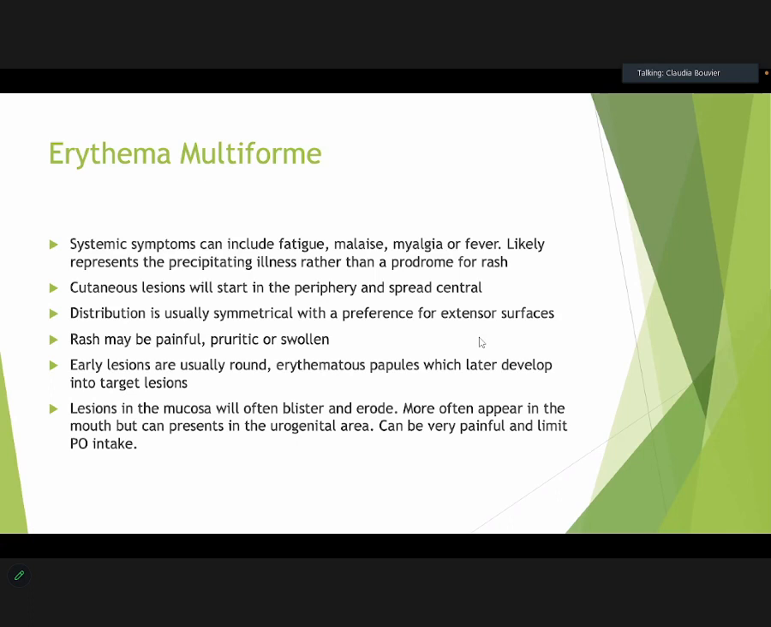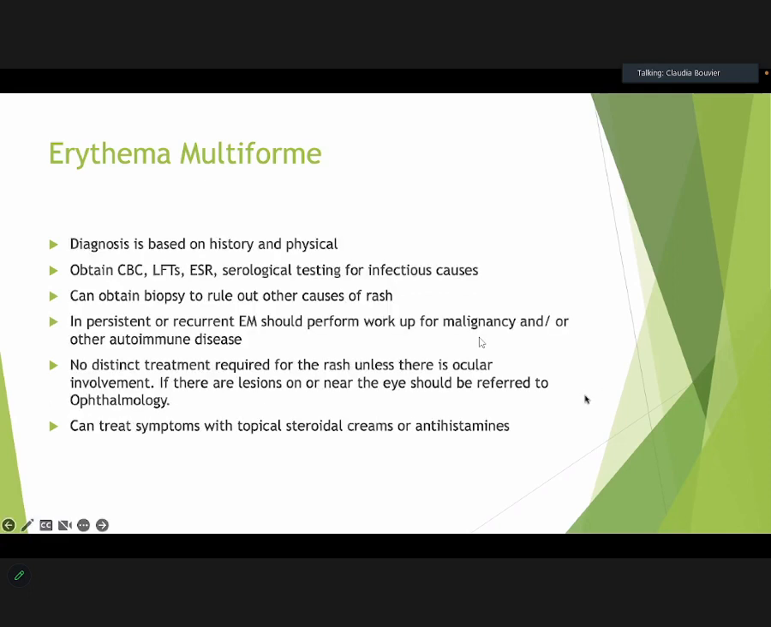Early lesions are going to be round, little papules like we talked about, and then they'll develop into those target lesions. So it can be harder to diagnose in the early form. Lesions in the mucosa will often blister and erode because of the nature of the mucosal surfaces, and they're usually in the mouth, but can also be in the urogenital area. These can be really painful, and that limits people's ability to take anything in, causing dehydration and malnourishment, and that's where you can get more complications with this disease.